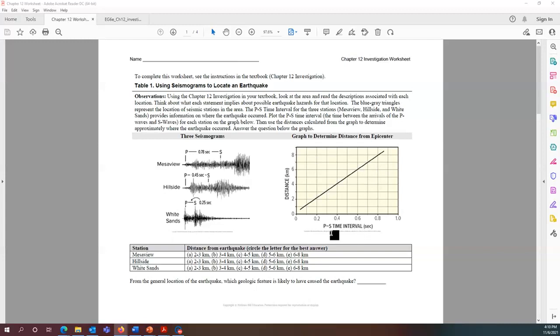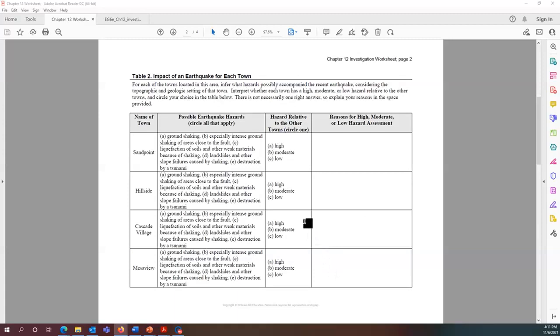And once you have that, select the appropriate answer for each below. This is like a multiple choice test. And then look out at the map from the investigation page and determine what geologic feature you see, likely movement on that feature, what caused the earthquake. Figure that one out.